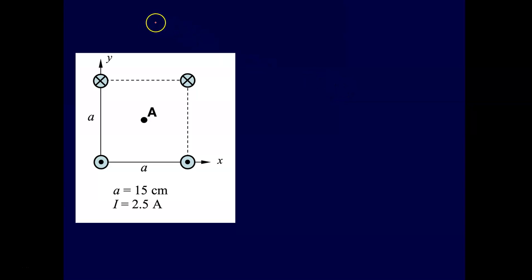Someone asked about this question. This is number 2 from our discussion week 8. Specifically what they wanted to ask about was the direction of the magnetic field from current carrying wires. And so let's go ahead and discuss this.